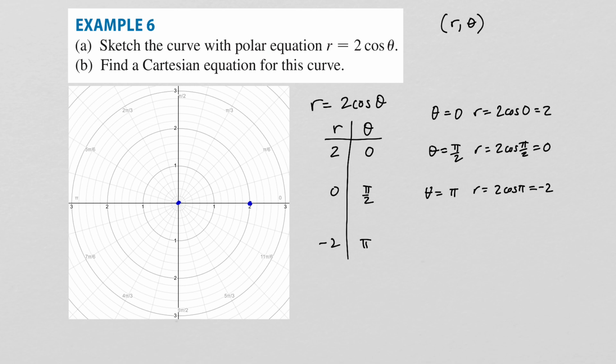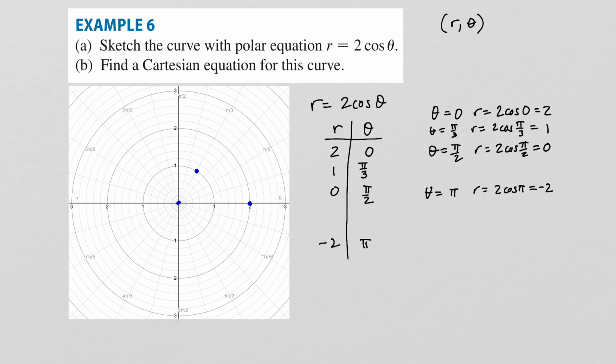So for example, let's plug in pi over 3. If we plug in pi over 3, r is going to be 2 times the cosine of pi over 3. Cosine of pi over 3 is 1/2. 2 times 1/2 is 1. So at pi over 3, which is this angle right here, we are out a distance of 1 unit.